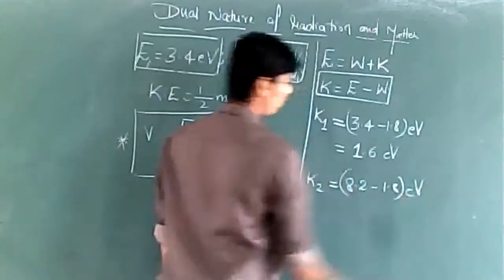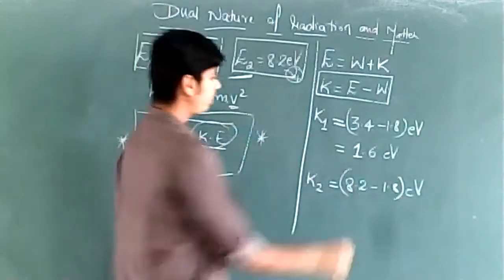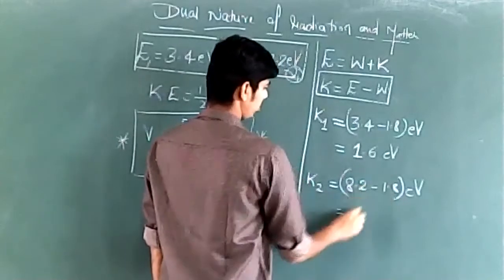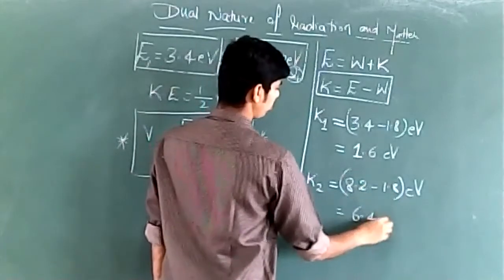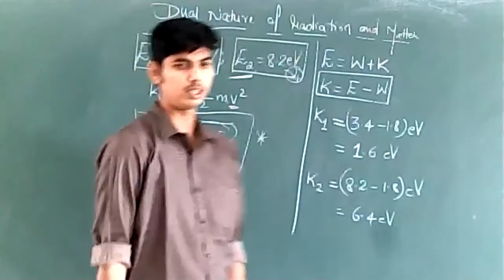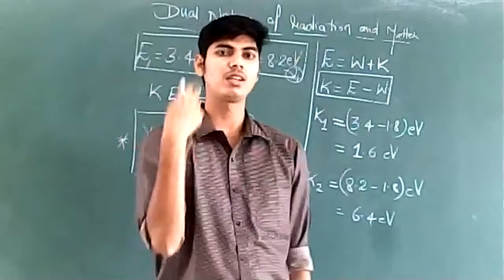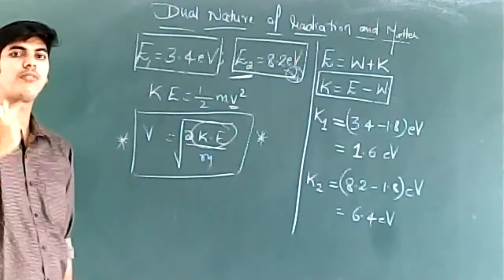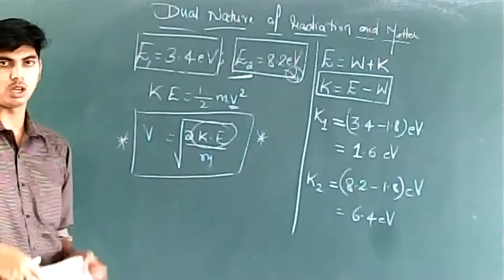The work function of the given metal doesn't change. 8.2 minus 1.8 is 6.4 electron volts. These are the kinetic energies of the electron in the two cases. We are asked to calculate the ratio of the speeds of the photoelectrons emitted.